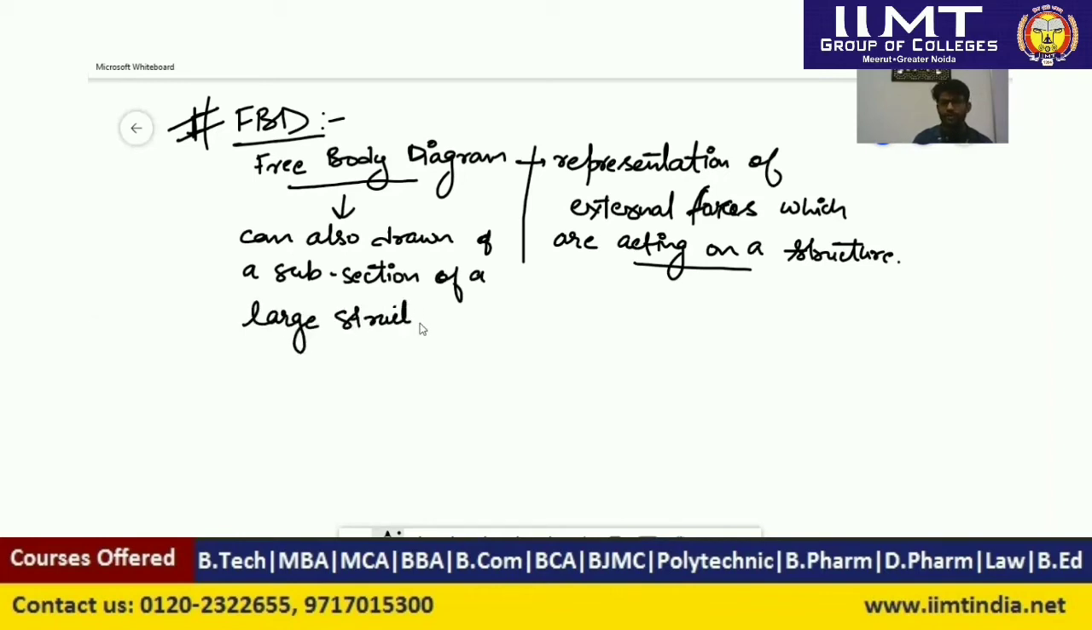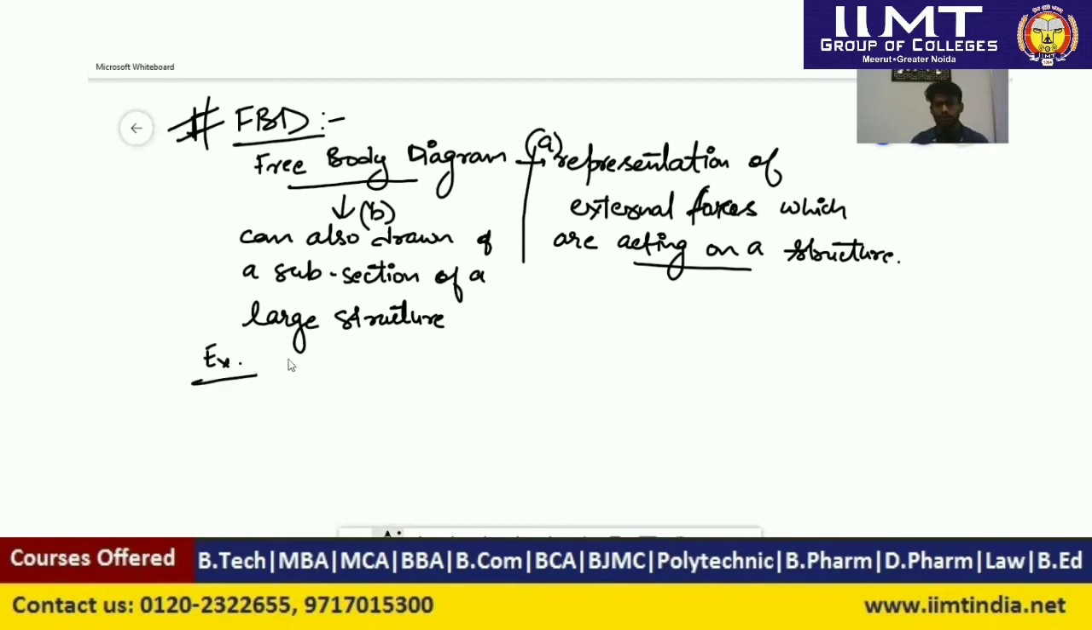So it is not necessary that we have to draw the FBD of the whole structure, but it can also be drawn of the subsection of the large structure. So these two are the basic points relevant to the free body diagram. And there are certain steps for drawing a free body diagram. And what are they?